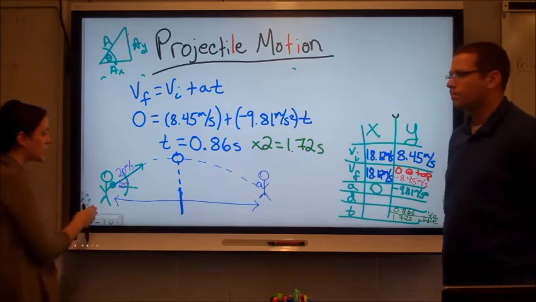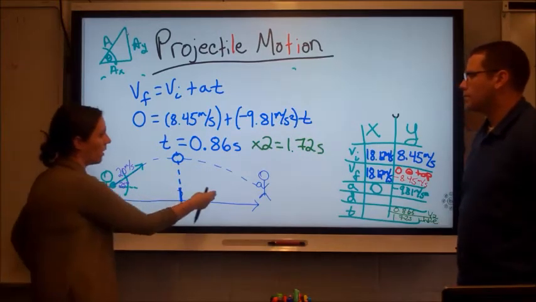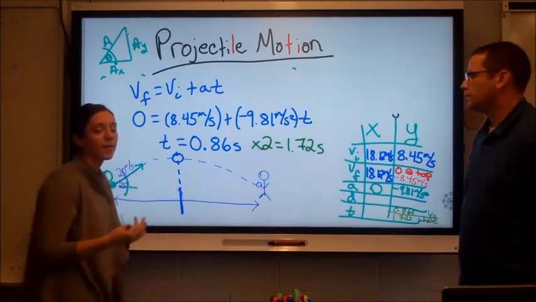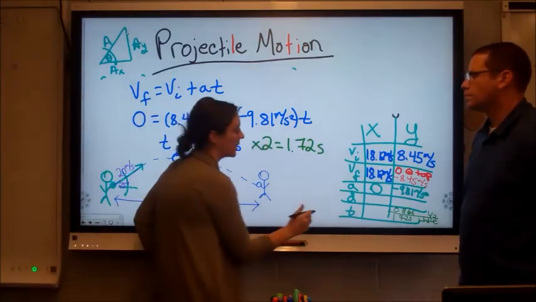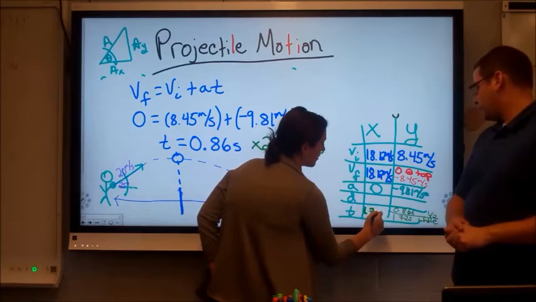And when we're talking about our x, we're talking about the distance from where it started all the way over to where it ended. So we care about the whole time when we're looking at x. So I'm going to write 1.72 over here for my x time.